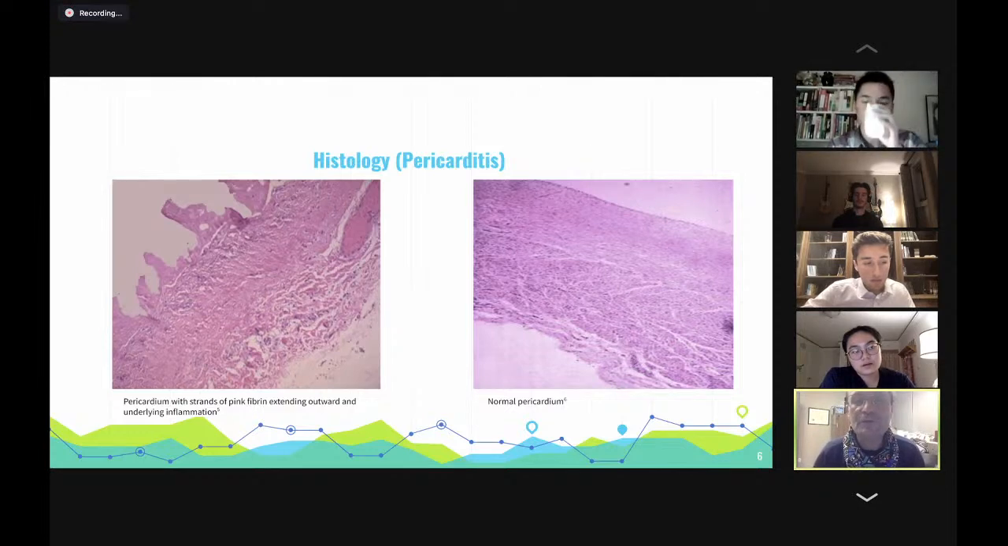Sometimes you can have a process called myopericarditis, so it's affecting both the heart muscle and the lining of the heart called the pericardium. We'll spend a lot more time in the future talking about pericarditis, but I just want to show you those terms. So again, myocarditis is inflammation of the muscle itself, and pericarditis is inflammation of the sac encasing the heart.